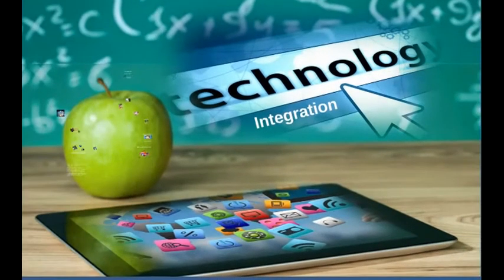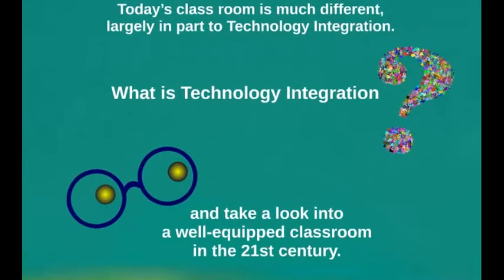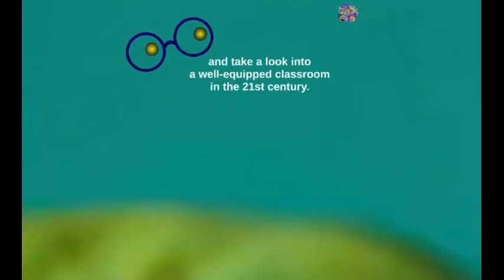Today's classroom is much different than the traditional classroom we just saw, largely in part to technology integration. I am here today with a few teachers to share with you about what technology integration is, as we take a look into a well-equipped classroom where students are excited to learn.